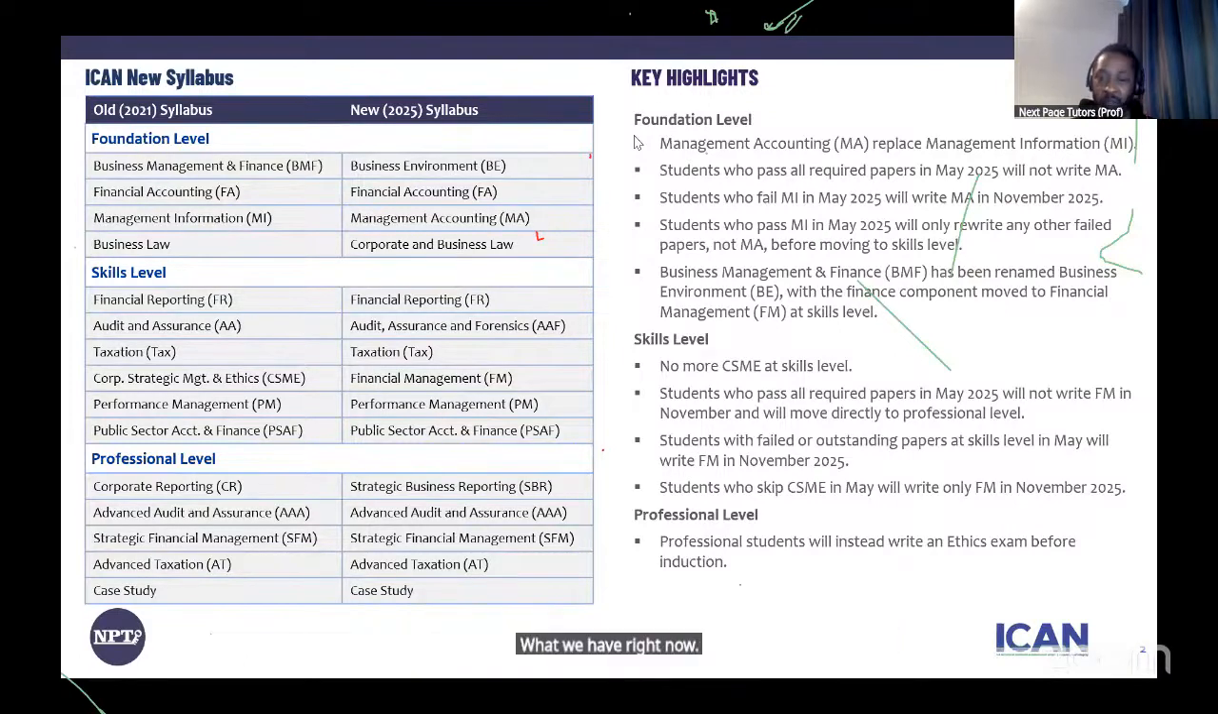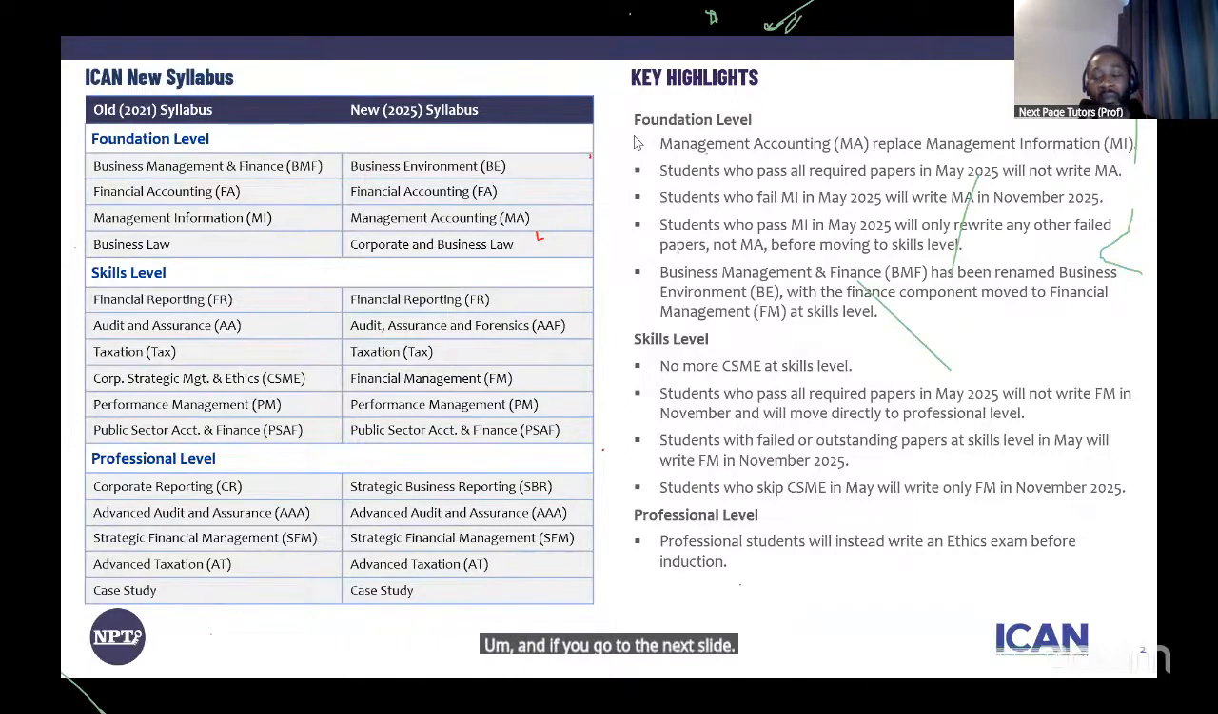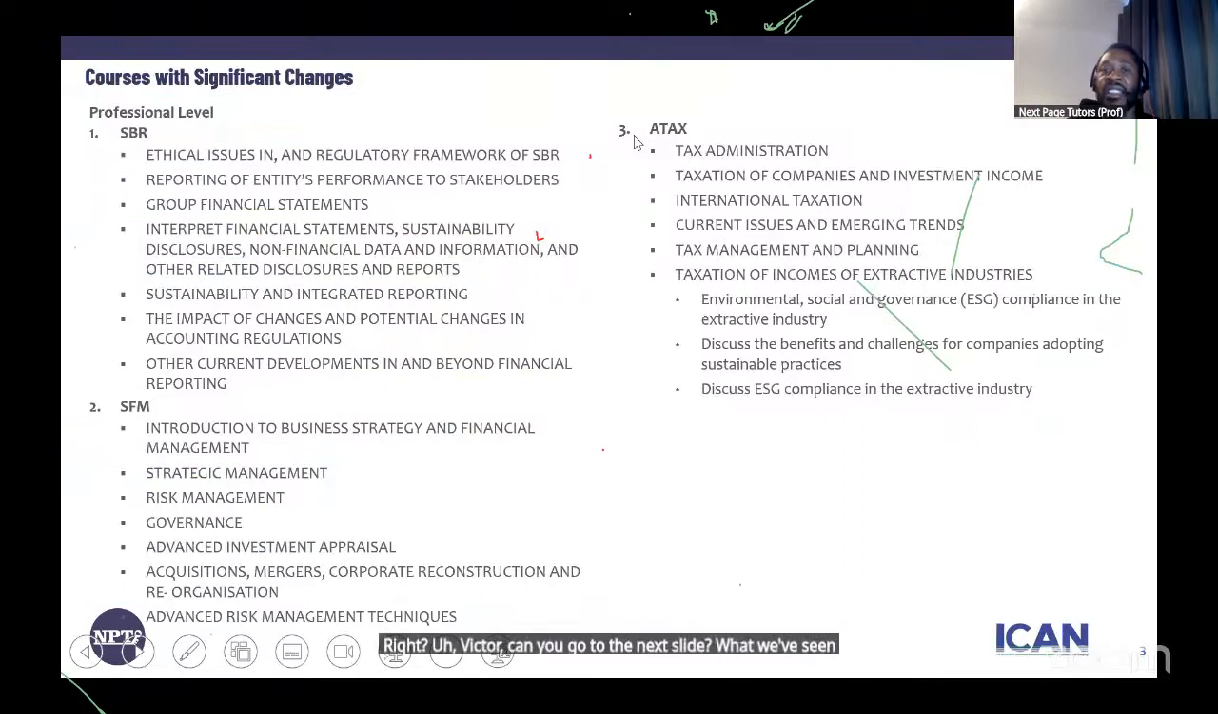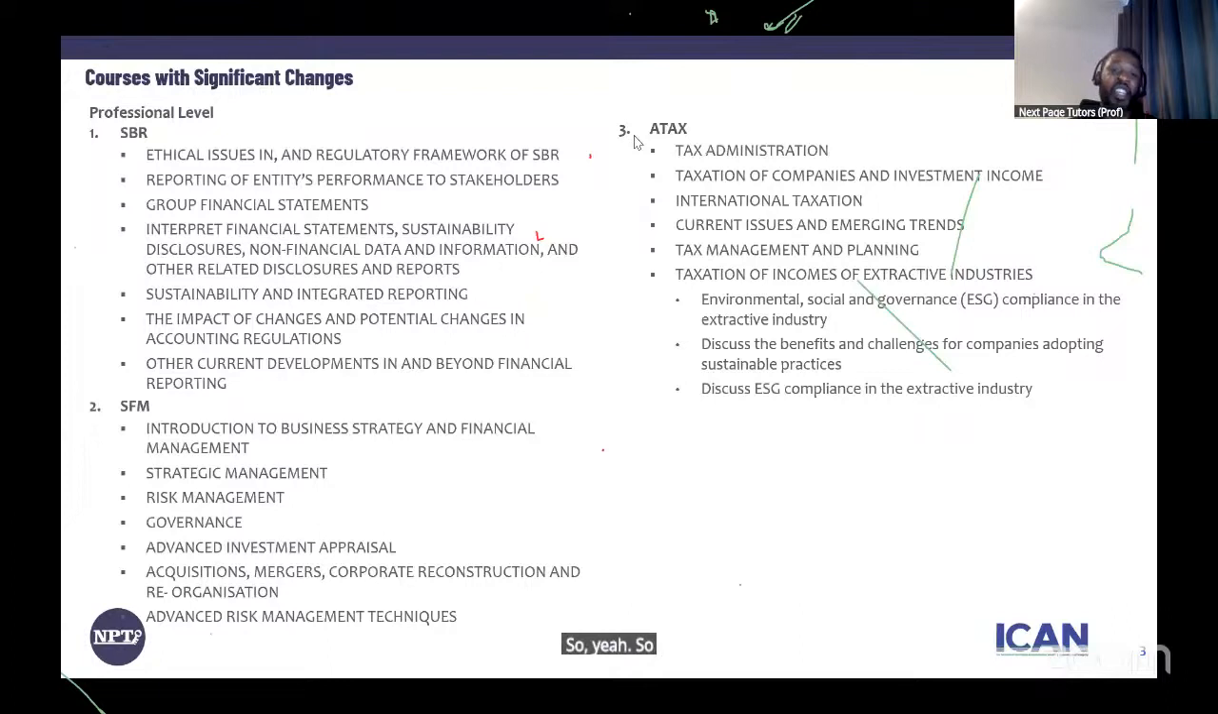If you've still got queries on that, the WhatsApp is open, both the groups and the DMs, for further clarification. And if you go to the next slide, what we've seen as changes, Victor, can you go to the next slide? So what we've seen as changes, like Victor emphasized, is three things that I need to check with you.